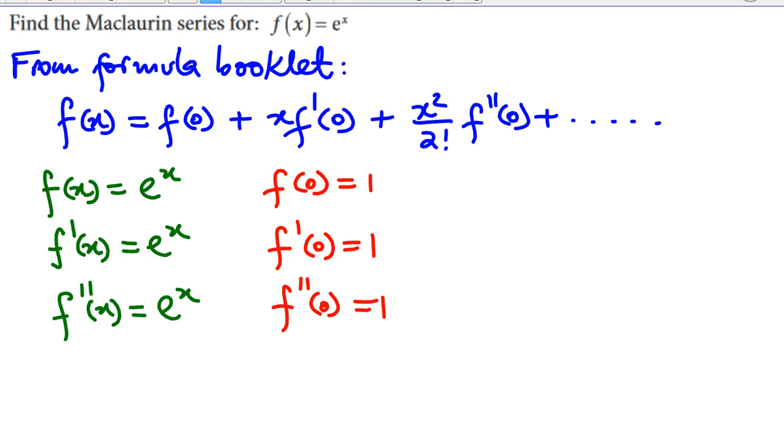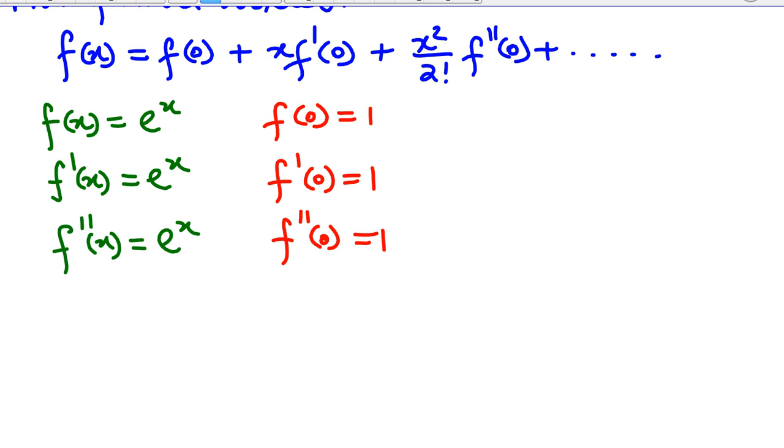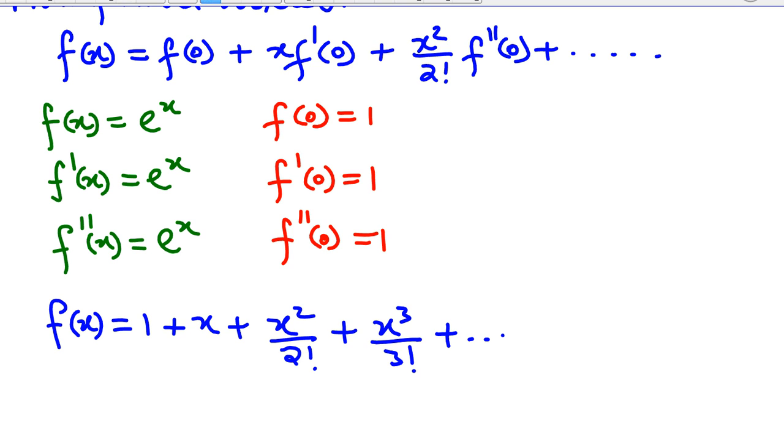Now what you're going to do is plug these results into the formula. Remember, this pattern goes up to infinity. So what we'll end up with is f of x equal to 1 plus, because f of 0 is 1. Now f dash 0 is 1 as well, so that will just be x. The second derivative at 0 is equal to 1, so we'll end up with x squared over 2. Then the third derivative, if you want to continue, will be x to the power 3 over 3 factorial. If you look at the pattern, the nth term will be x to the power n over n factorial, and so on to infinity.